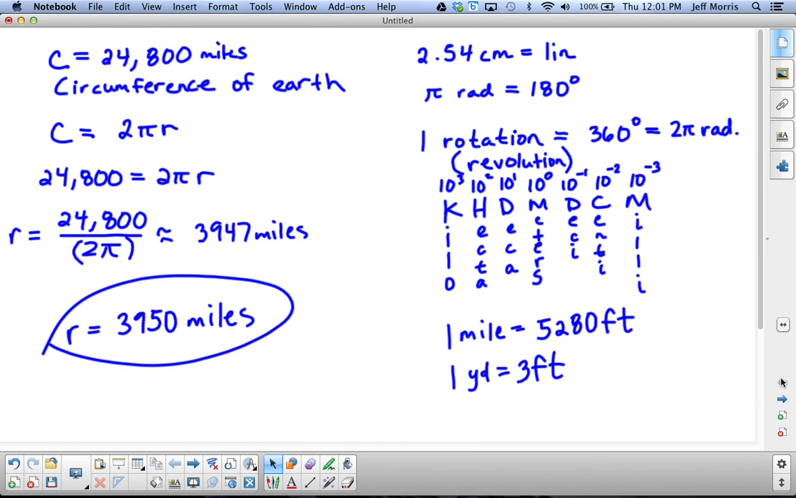Did everybody get that? Pi rad is 180 degrees. What about this one? One rotation or revolution, and not the one Mr. Moser talks about. A revolution or rotation is one complete trip around the circle. So one rotation or revolution is 360 degrees or 2 pi radians. So whenever you see one rev or one rotation, you're like, okay, that's 360 degrees, that's 2 pi radians.